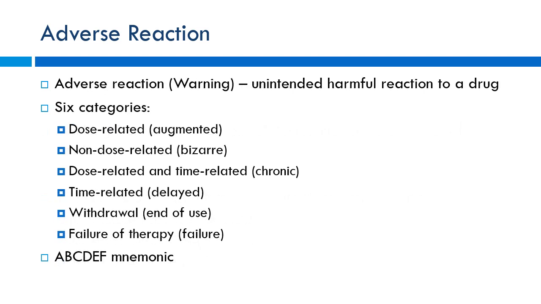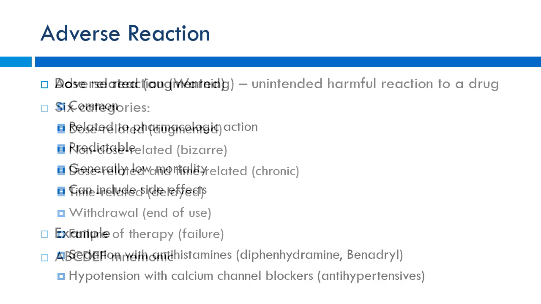Usually when we're looking at adverse reactions, we're going to have these 6 categories. So it's good to be able to identify what kind of issue you're dealing with when a patient manifests an adverse reaction. They use this A, B, C, D, E, F mnemonic. Basically the ones we're going to run into are dose related, non-dose related, dose and time related, which is more of a chronic issue, time related, withdrawal, and then failure of therapy. Okay, so we'll talk about each of these individually in a second.